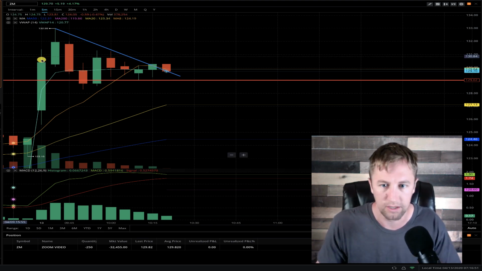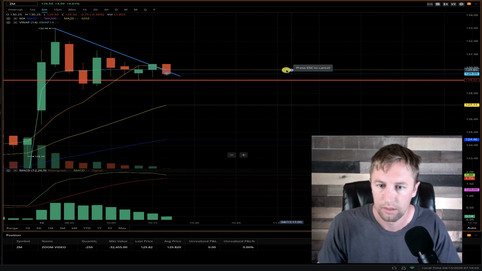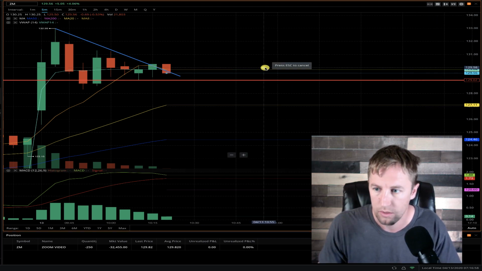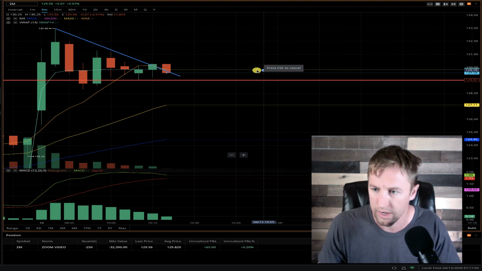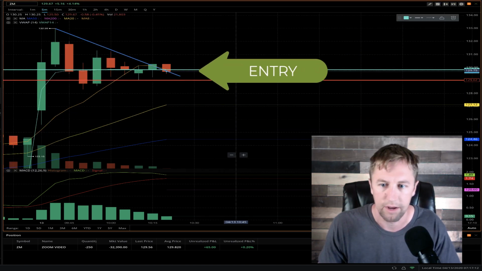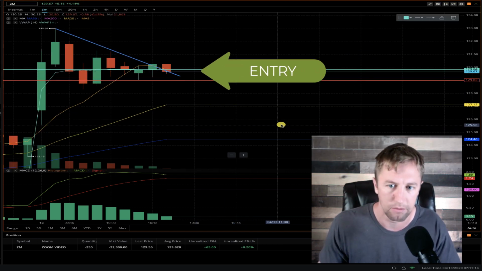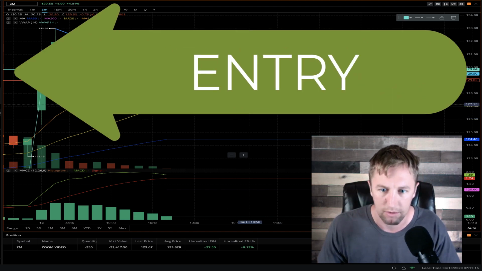Okay, so I got into a position. I decided to go into it right now. Wait, where am I at? Average price 129.82. Sorry, I'm dyslexic. Here we go. So I entered in right here at the green line. I'm looking for a breakdown to the red, and I'll probably be taking profits around this yellow line.